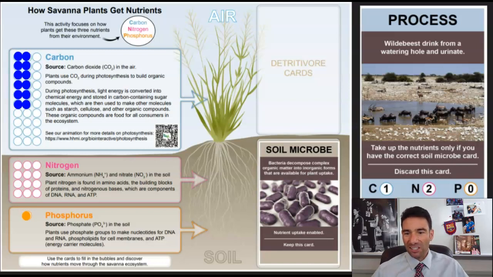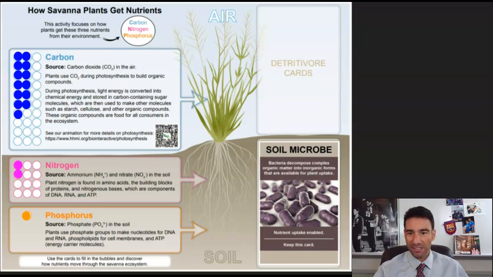All right, what's next? Ooh, a wildebeest drinks from a watering hole and urinates. Oh man, we're drinking wildebeest pee. Take up the nutrients only if you have the correct soil microbe card. I do. Awesome. So I get 1 carbon, 2 nitrogens, and no phosphates. There we go. Let's add them on. All right, we're rolling now. We've got microbes. I think we're ready for business.